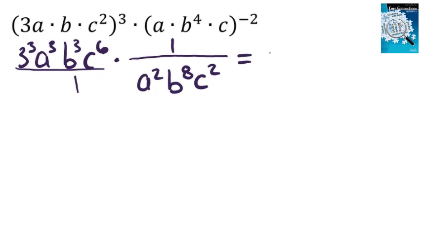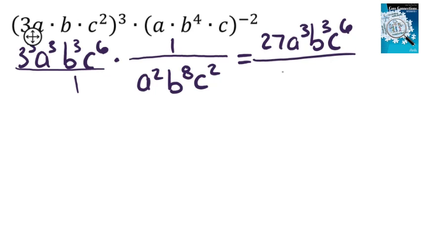In my numerator, I end up getting 3 to the third, which is the number 27. And then I've got an a cubed, b cubed, c to the 6th. Oops, I wrote to the second. I meant c to the 6th. And then my denominator has this a squared, b to the 8th, and c squared, right? A squared, b to the 8th, c squared.